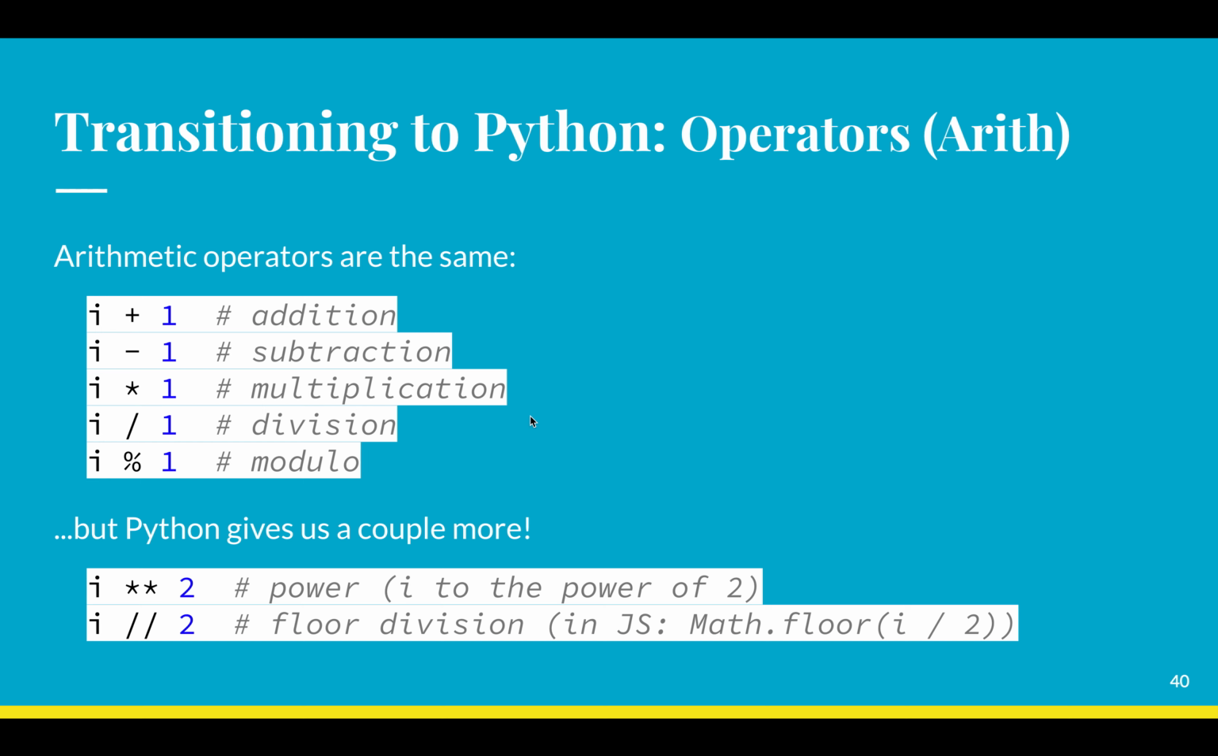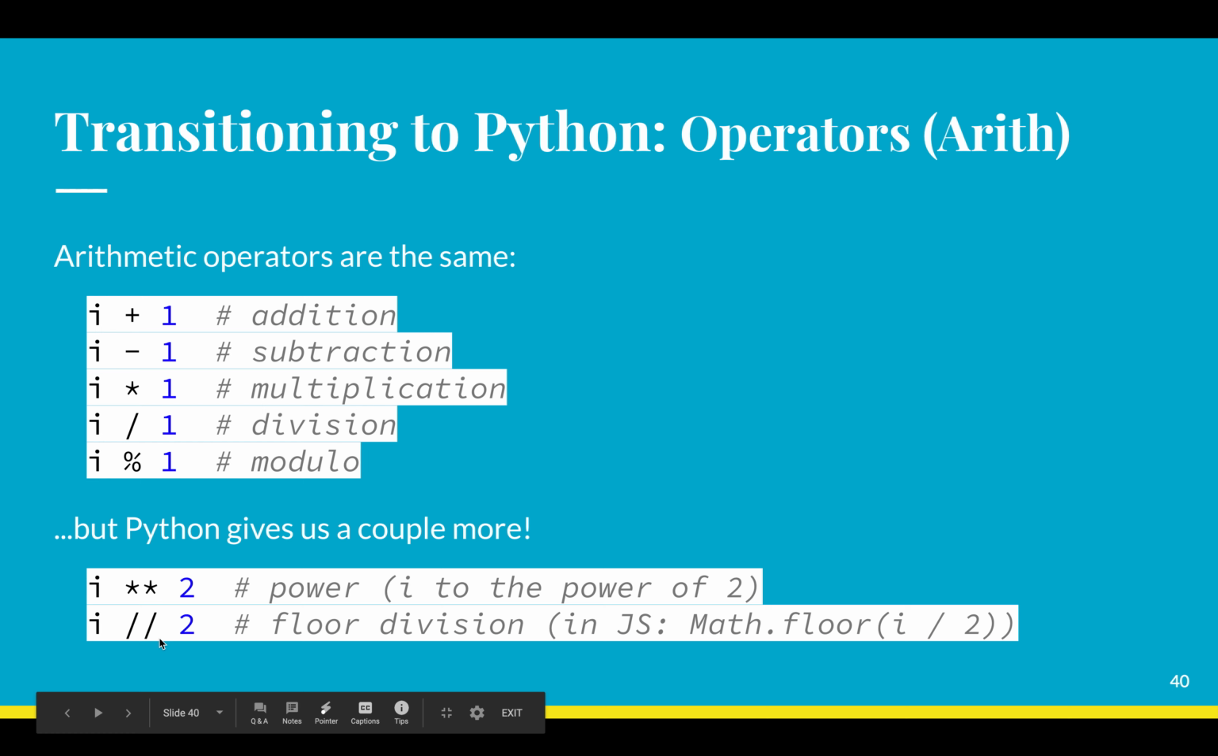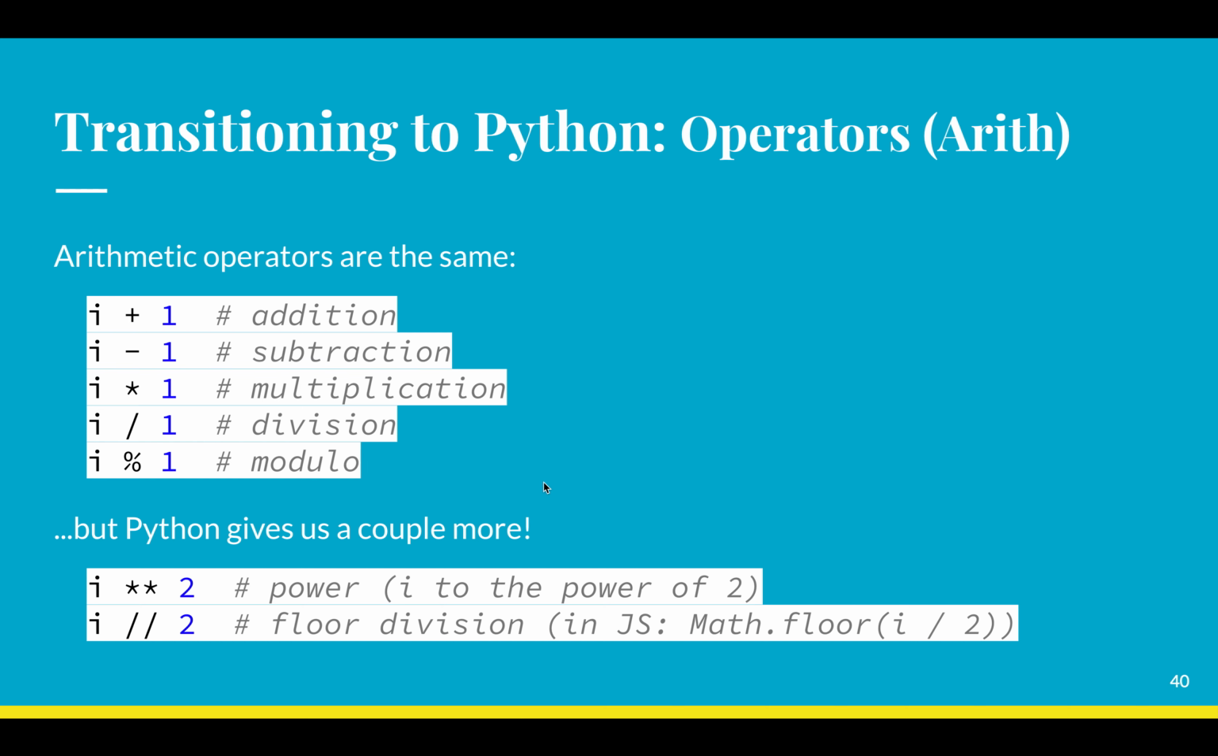The arithmetic operators are the same. We have plus, minus, times, divide, and modulo. And then Python gives us a few more. So I times times 2 is I squared, I to the power of 2. And I double divide 2 is floor division. So it does I divided by 2, and then it rounds down to the nearest integer value.